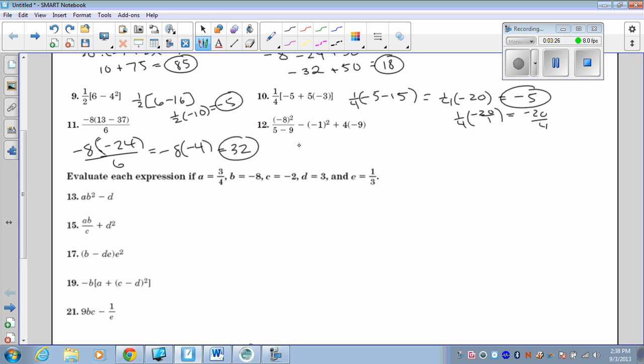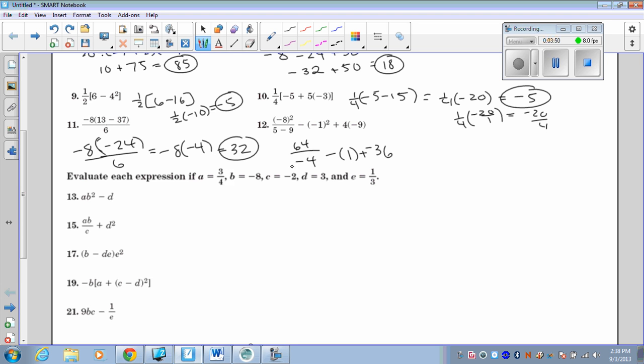Negative 8 squared, that's 64. 5 minus 9, that's negative 4. Notice it's a positive 64, not negative 64, because the negative is inside parentheses here. Minus, and then we got negative 1 squared is 1. 4 times negative 9 is negative 36.